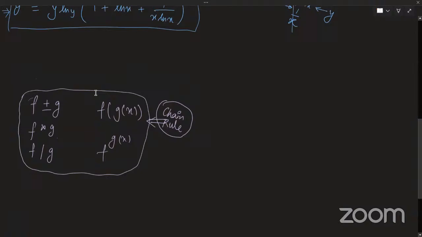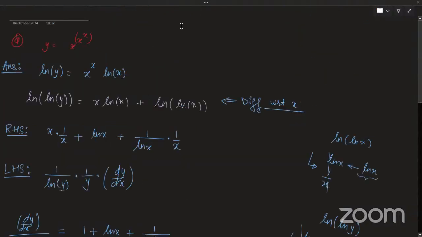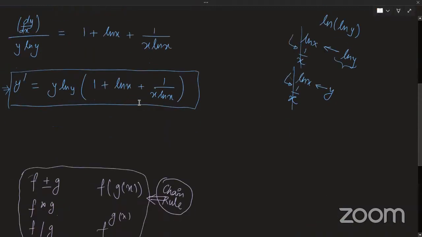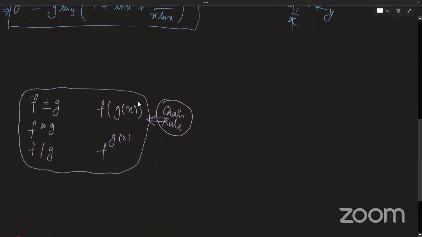See, we have done implicit functions, right? I hope all of you remember implicit functions. So everyone forgot implicit functions. You've just done it. So implicit functions basically, I'll just revise it to you. X and Y are not separated. Yes, correct, X and Y are not separated.